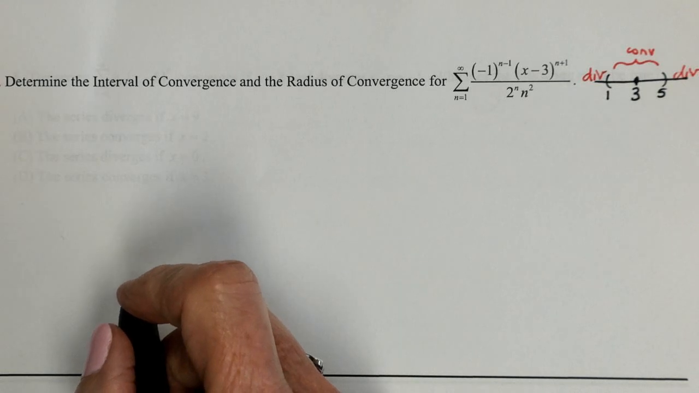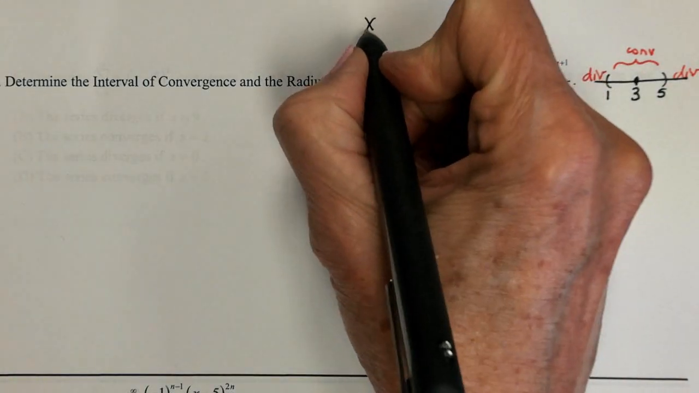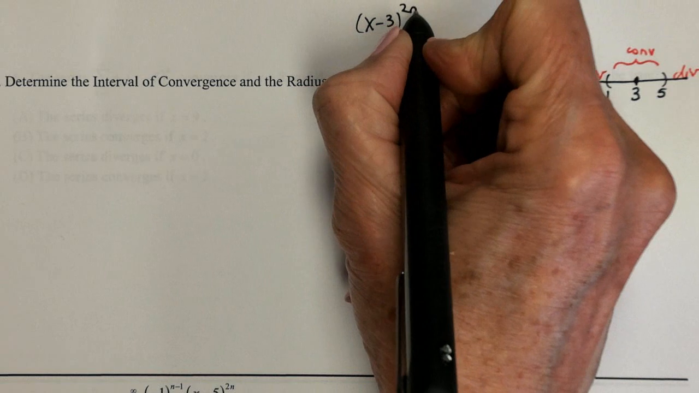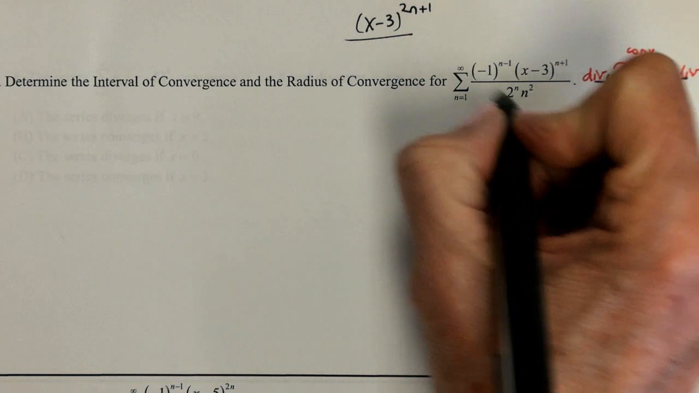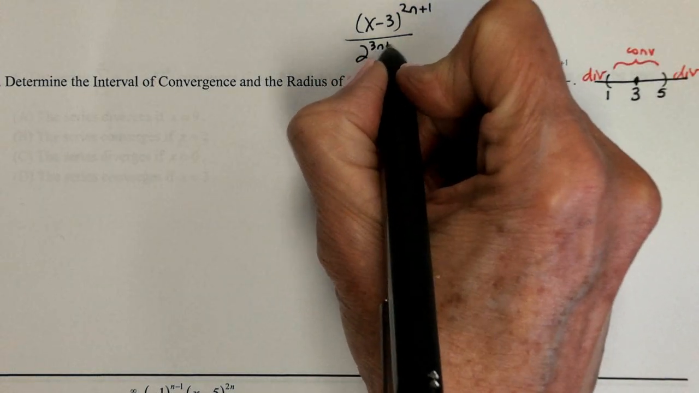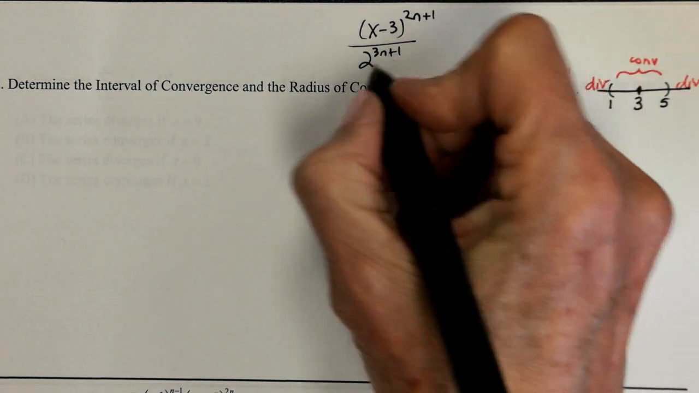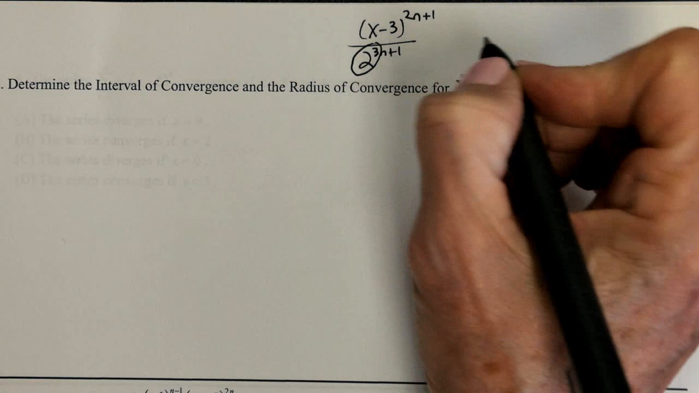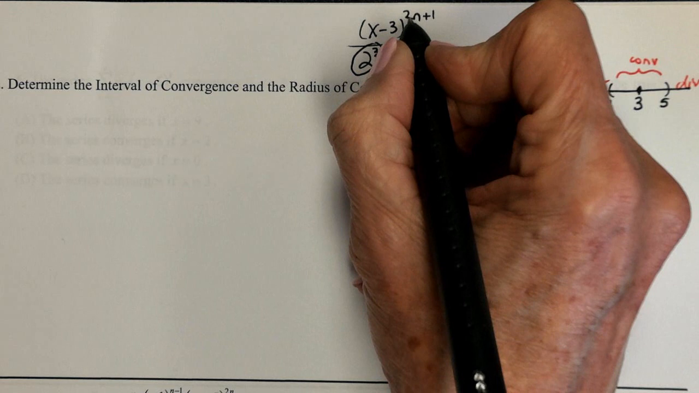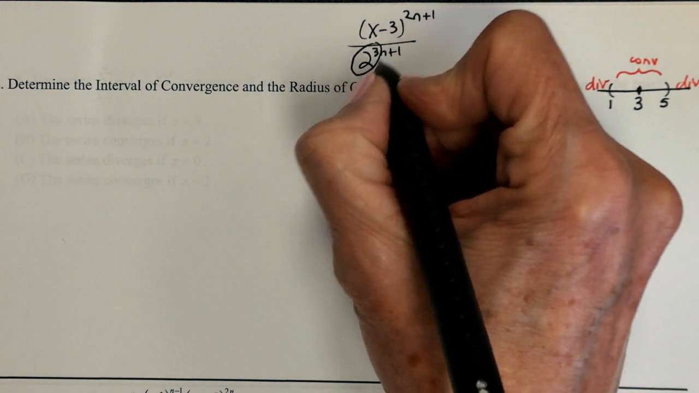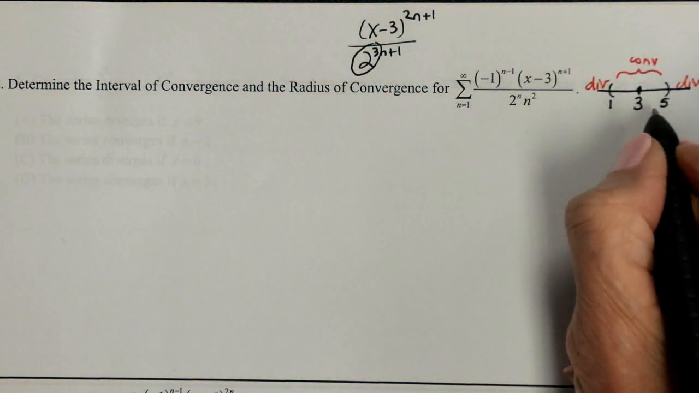I say this just to get a good feel for it. If this was (x minus 3) to the 2n plus 1, or something like that, and if this was 2 to the 3n plus 1, then you apply that power. I would apply this power. That would be an 8. Here this would be (x minus 3) squared. So we would have to take the square root of 8 to get the radius of convergence. Okay?